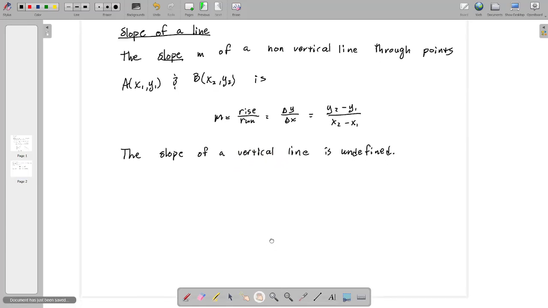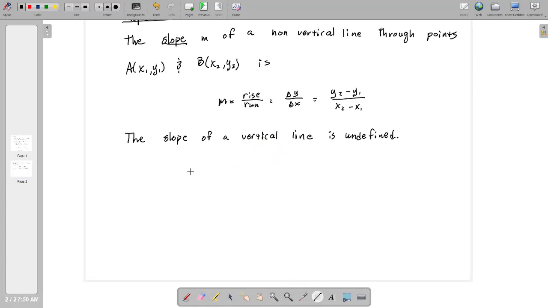But let's start with just a normal non-vertical line. Suppose that we have something like this. As we showed before, if we have two points like this, we can find the change in x. And this is the change in y. Now what we want to do is figure out what delta x and delta y are.